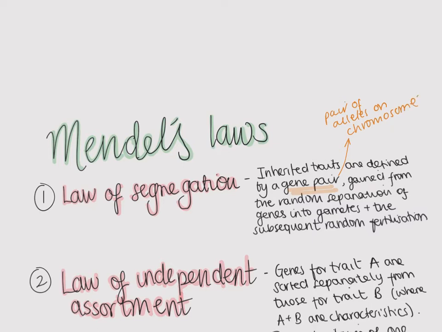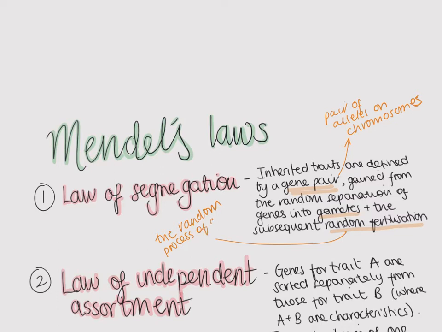Okay, and these are, through development, gained from the random separation of genes into gametes, so in your mum and in your dad, and the subsequent random fertilisation of gametes. So you cannot, under any biological circumstances, decide which sperm goes with which egg. If you could, there's lots of ethical issues that arise with that situation.